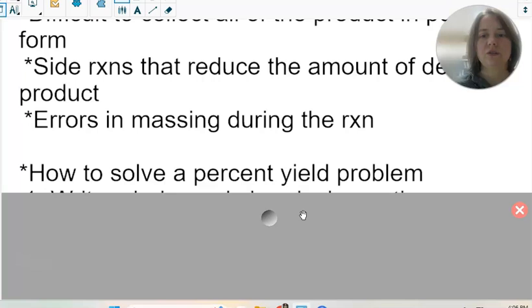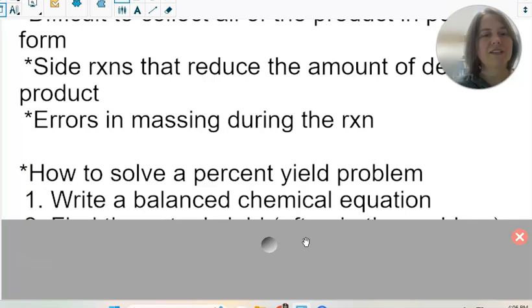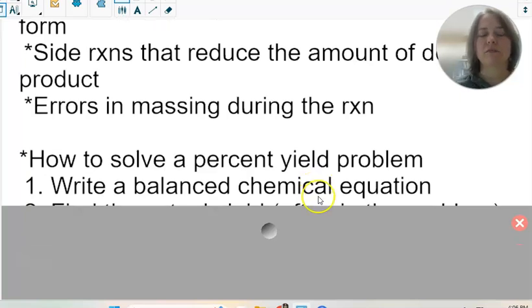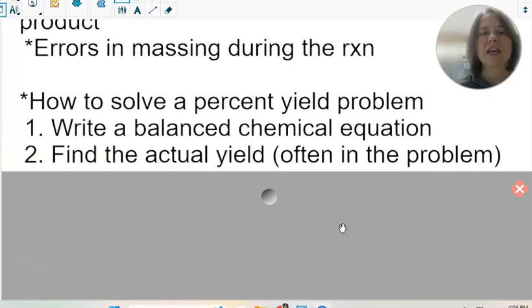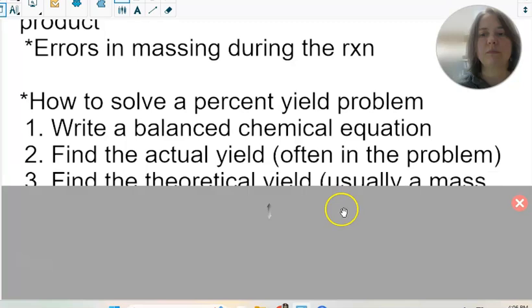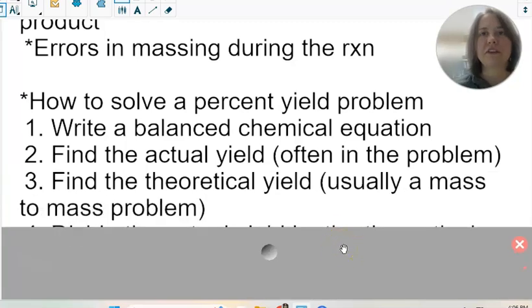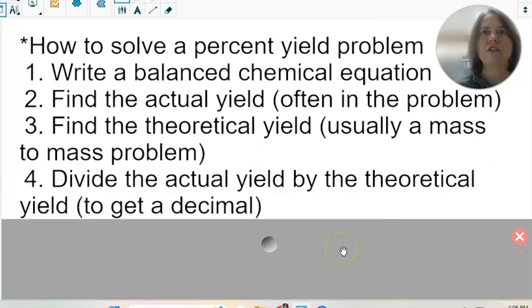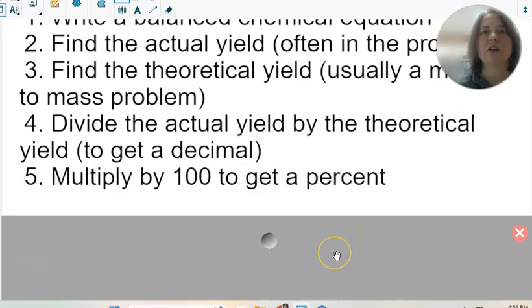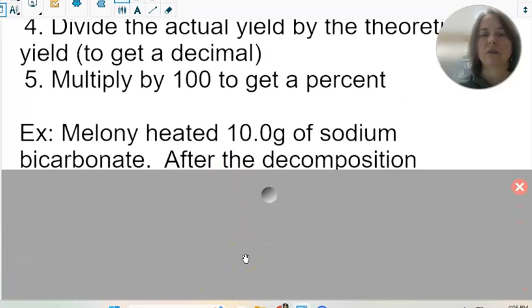So let's dive into a percent yield problem. First step, as always, is to write a balanced chemical equation. The next step is to find the actual yield, which is often in the problem. And then the third step is to find the theoretical yield, which is usually a mass-to-mass problem. And then you use that equation. You divide the actual yield by the theoretical yield to get a decimal and multiply by 100 to get a percent. Okay, let's do it.